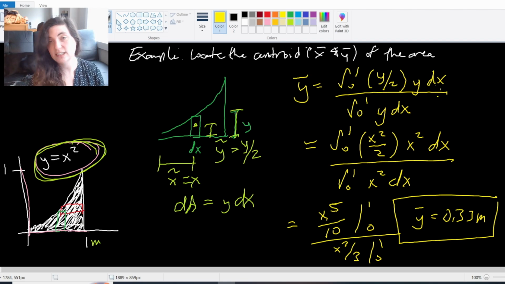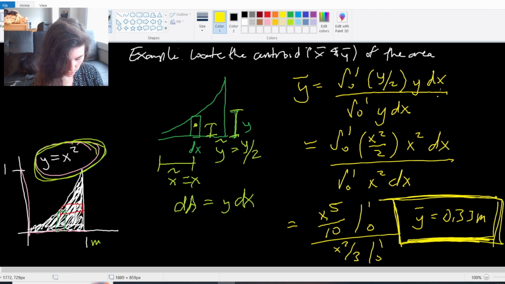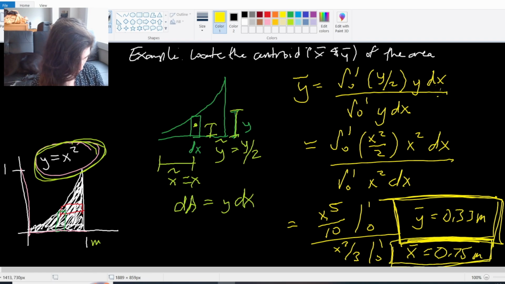And again, we do a sanity check on this and we say, okay, this makes sense. Our last step of these is always to do a sanity check. So we say, does y bar equaling 0.33 meters and x bar equaling 0.75 meters make sense to us? And we say, okay, 0.75 hits, and 1/3 hits somewhere about here. That totally makes sense for the place the centroid could be, right?